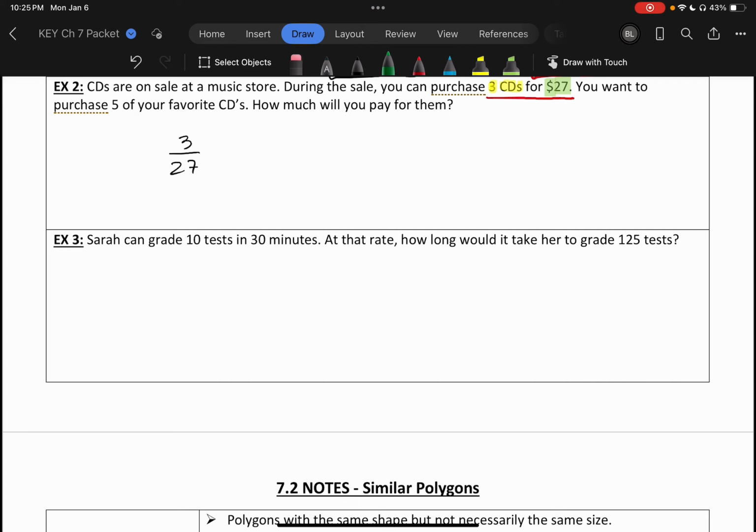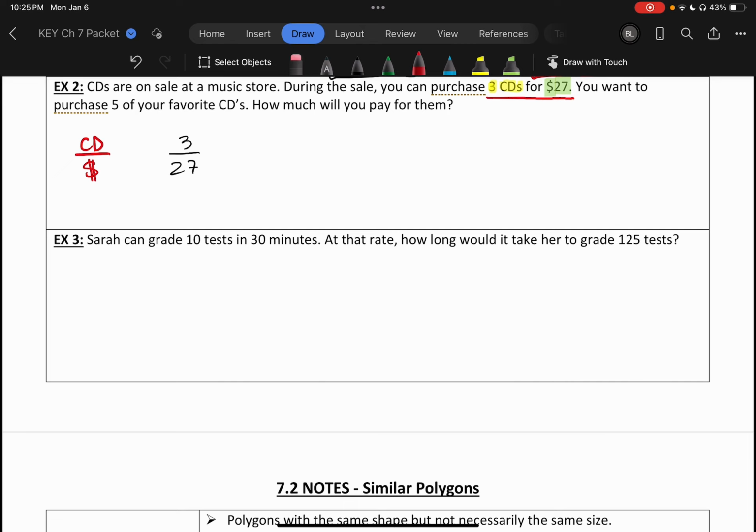So what we're setting up here is on the top, the 3 represents the CDs, right? And on the bottom, I'm going to use a different color so it's not confusing, we have CDs on the top, and on the bottom, the 27, that represented the cost in dollars, right? So this represents the order in which we're setting up our ratios. So I got 3 over 27.